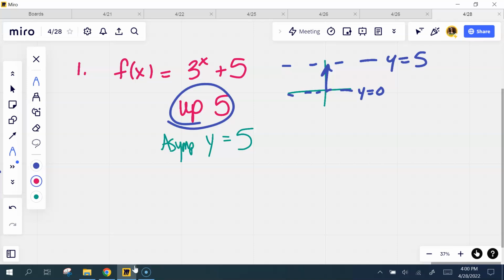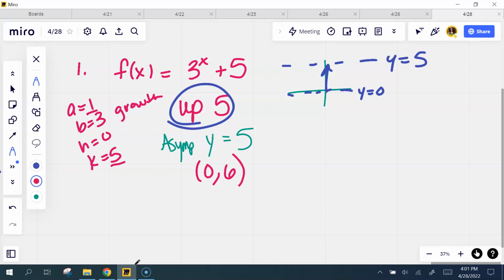And then I also know that there's a point on my graph. A is 1, B is 3, which by the way means growth. H is 0, and K is 5, right? So a point on my graph, I could say is 0, 6, without having to plug anything in. Well, does that work? If you plugged in 0, 3 to the 0 is 1, 1 plus 5 is 6, and it does work. And it'll work every single time for you. All right, so just a good little shortcut trick for you.